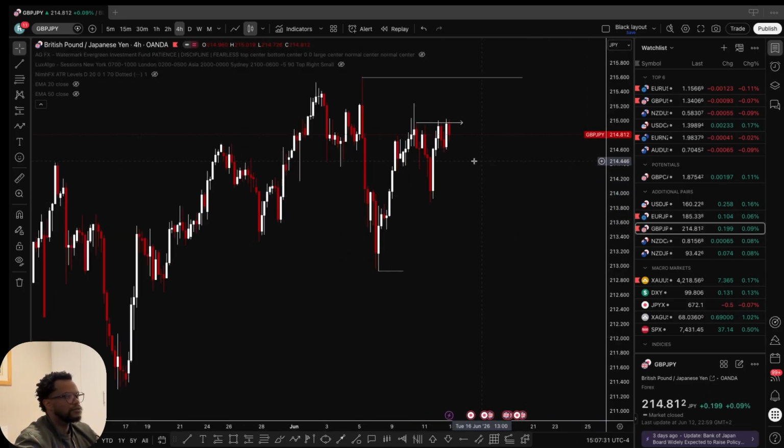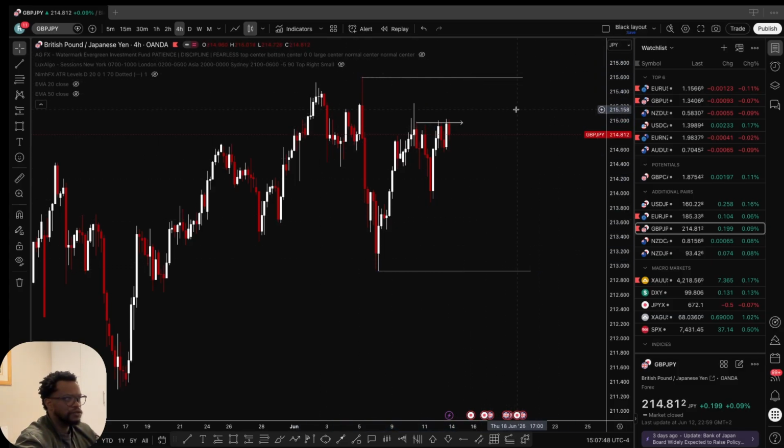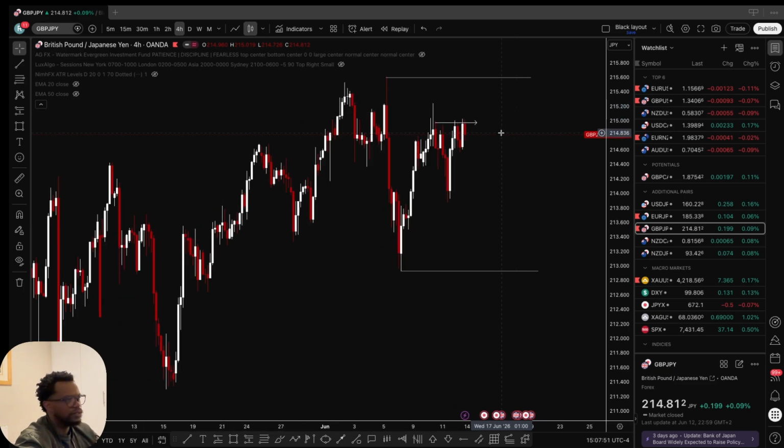Pound dollar, pound yen, sorry, similar. Also looking to see how it prints overnight. This one is a lot higher in the structure. Very areas over here, it's a lot higher in the structure, so it's got a lot more room to the downside. So that's another play we can have a look at.